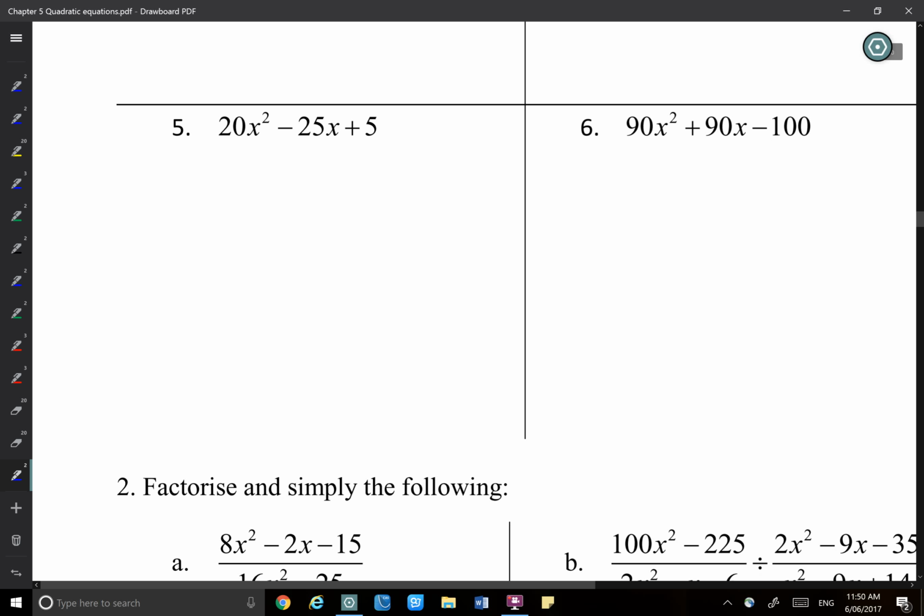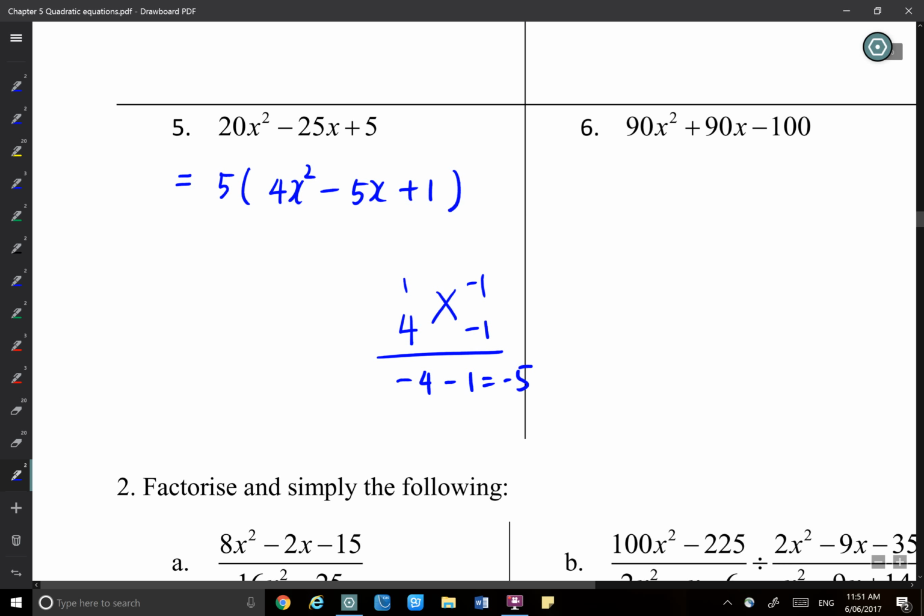Okay, next one. Well, still, next one, can you see there's a 5 as common factor for all of them? I will take a 5 out. So 4x squared minus 5x plus 1, you have that. And then you have 1, 4 minus 1 gives me minus 4 minus 1 gives me minus 5. And that is 5 times 4x minus 1 times x minus 1.